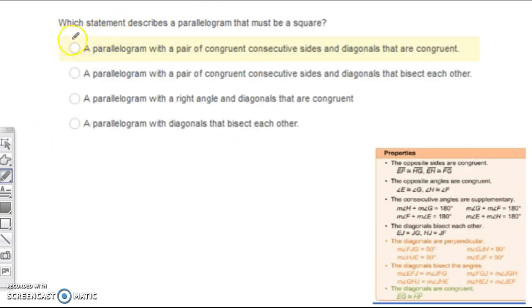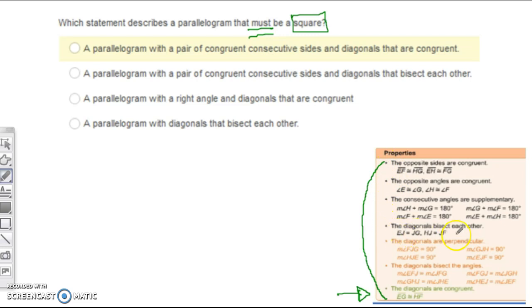Okay. Which statement describes a parallelogram that must be a square? So in order for it to be a square, it has to have all of these properties, the most specific one being this last one. Just because it has some of these properties up here doesn't necessarily mean it's a square.